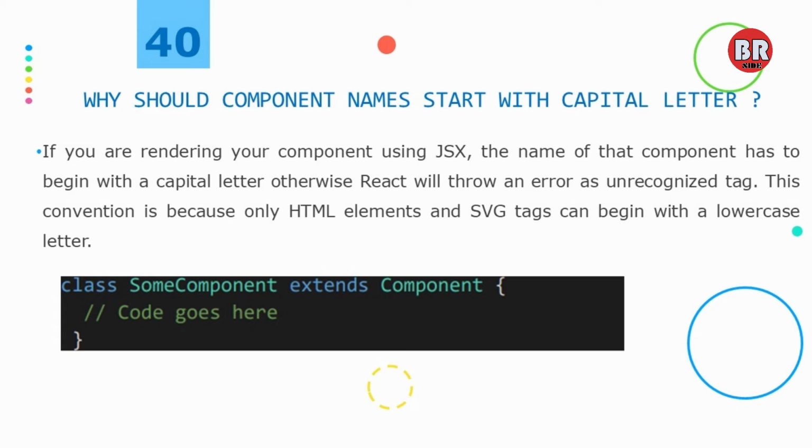Why should component names start with a capital letter? If you are rendering your component using JSX, the name of that component has to begin with a capital letter, otherwise React will throw an error as an unrecognized tag. This convention is because only HTML elements and SVG tags can begin with a lowercase letter.